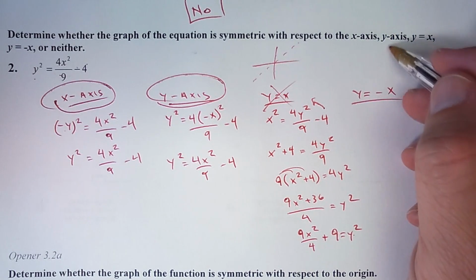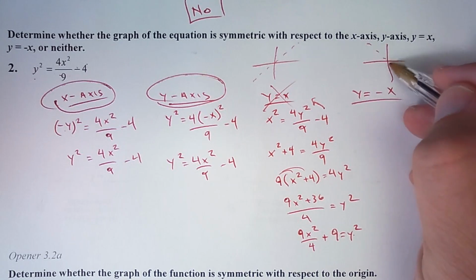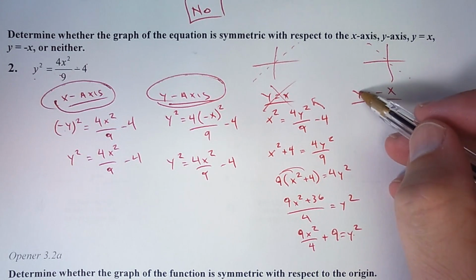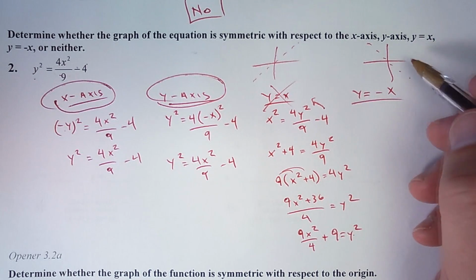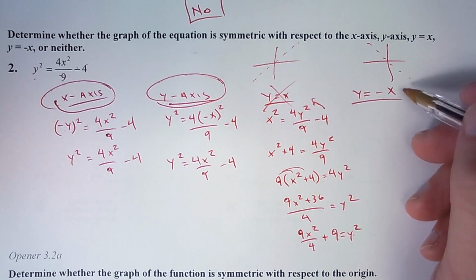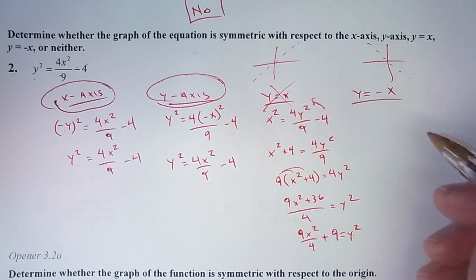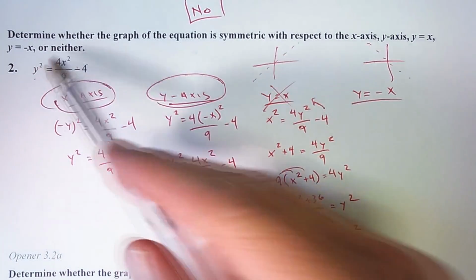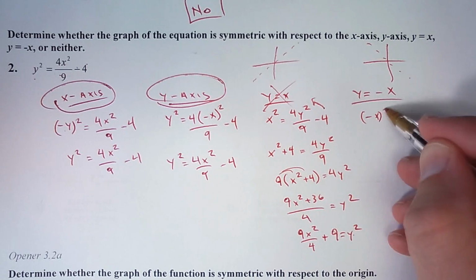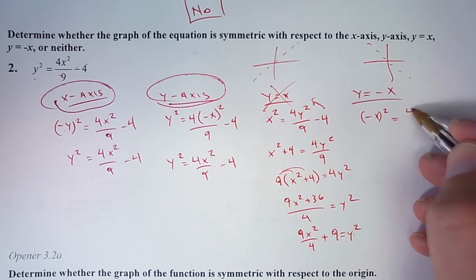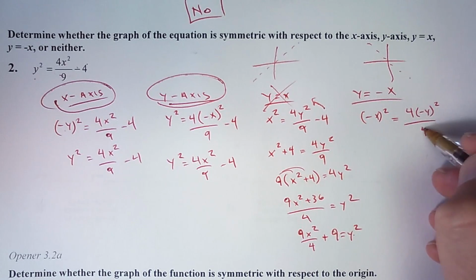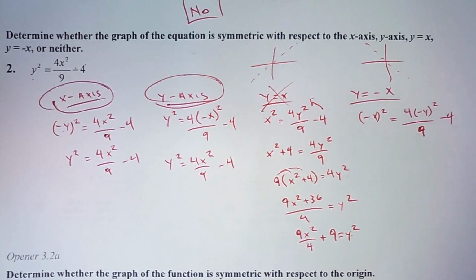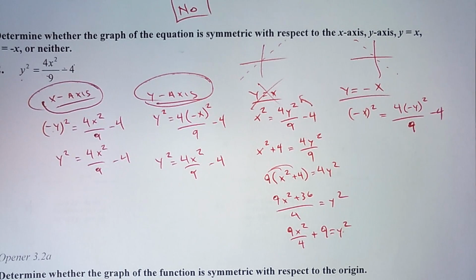Then symmetry about y equals negative x. So that's symmetry over this line. For every y, the opposite of x exists, and for every x, the opposite of y exists. So I should be able to switch and negate the x's and the y's. So y squared becomes negative x squared equals 4, and then x squared becomes negative y squared over 9 minus 4. Can I algebraically make that match the original?